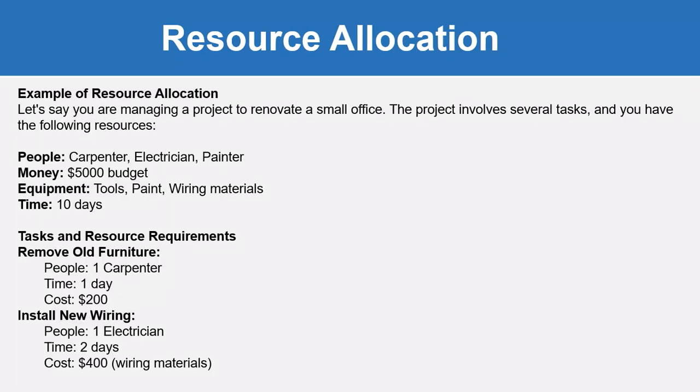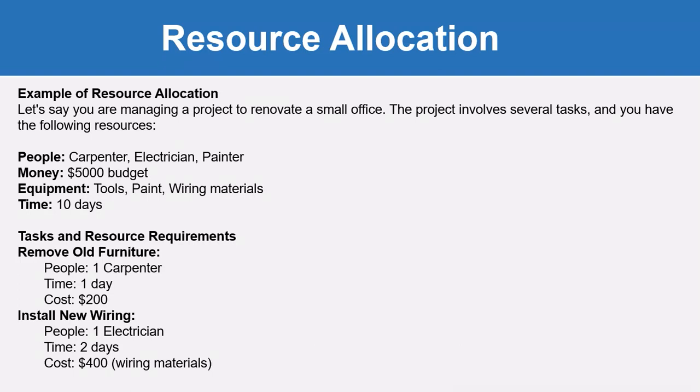Now we can talk about a very simple example of resource allocation. Let's say you are managing a project to renovate a small office. The project involves several tasks and you have the following resources: people, like carpenter, electrician, painter. Money, you have a $5,000 budget. Equipment means tools, paint, wiring materials, etc. And time is 10 days. So these are the resources.